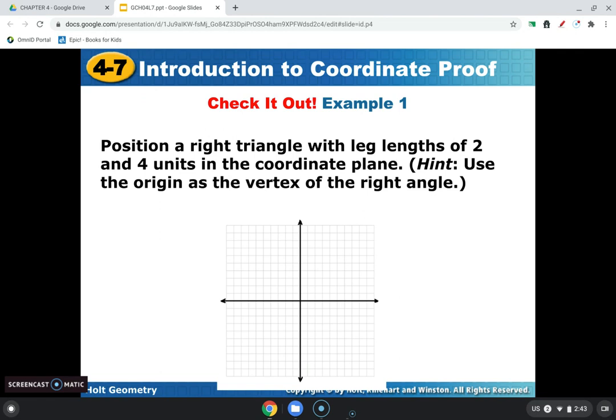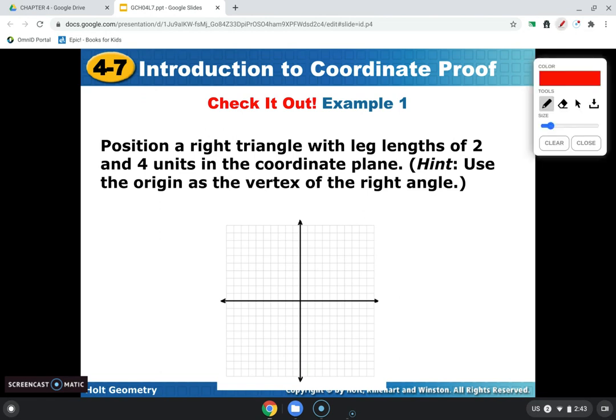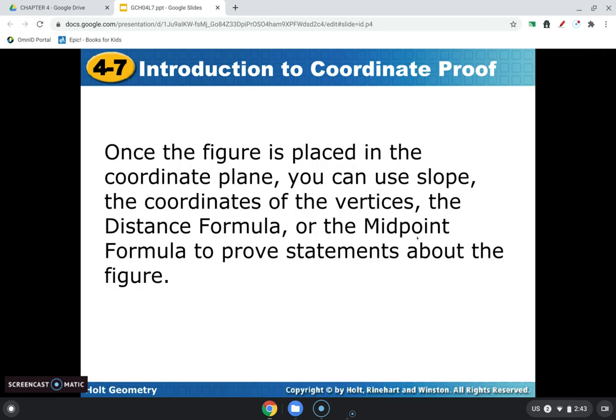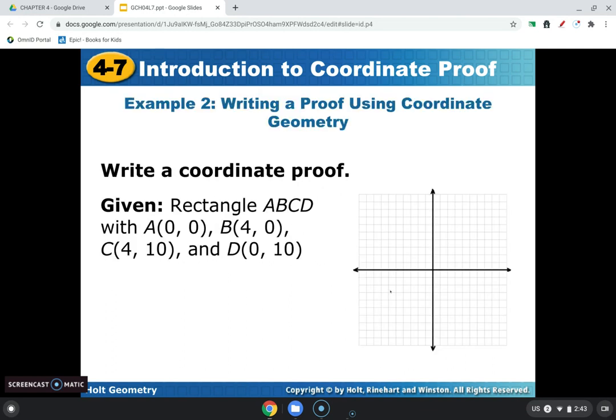Position a right triangle in the coordinate plane, leg lengths of 2 and 4. Hint, use the origin as a vertex. So that would be your right angle where the x and y axes come together. So then you could have 4 and 2. Now, could you go the other way with it? Of course, either way would work. Use the axes to help you out. Once it's placed in the coordinate plane, you can use slope, distance, and midpoint to prove statements about the figure.